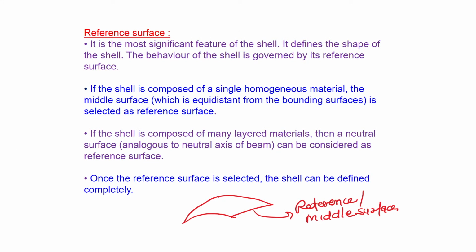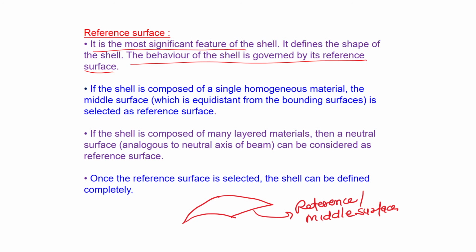So, I would like to explain the reference surface, the most significant feature of the shell. It defines the shape of the shell. The behavior of the shell is governed by its reference surface. That is the important part: if we make some error in defining a reference surface, then the theory will not be accurate. So, you have to define the reference surface accurately.